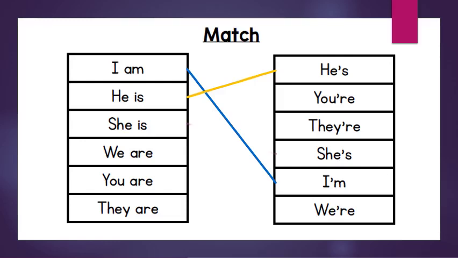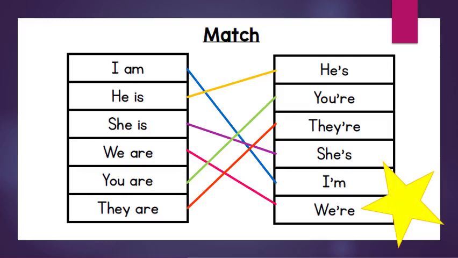Let's see where it goes. She's. Number 4, we are. We're. Number 5, you are. You're. And the last one, they are. They're. Alright, remember, check your answers if you got them correct. If you got all correct, what do you need to do? You put a star to let you know that you got all correct. Well done, everyone.